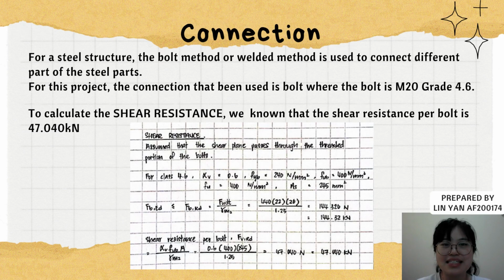Hi doctor, I'm Linian with metric number F200174. I'm going to talk about the connection part. So for the steel structure, connection is used to connect two different steel parts together by using bolt or weld. For this project, the connection that we use is M20 grade 4.6 bolt. First, we will calculate the shear resistance. We know that the shear resistance per bolt is 47.04 kN.